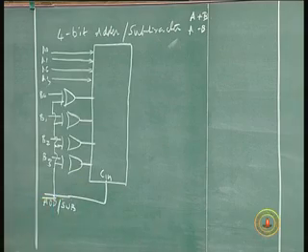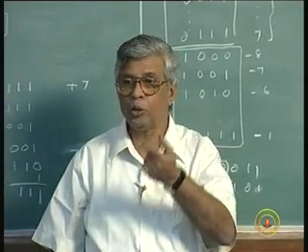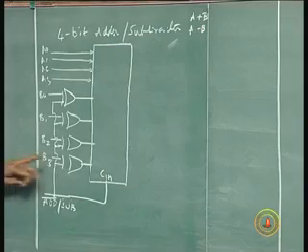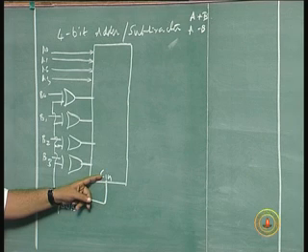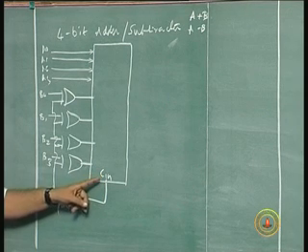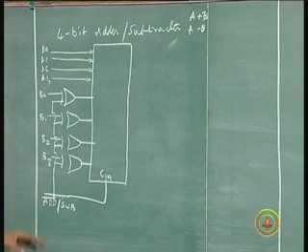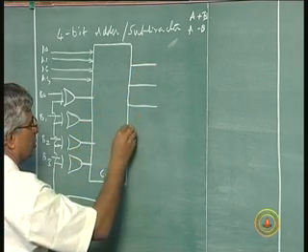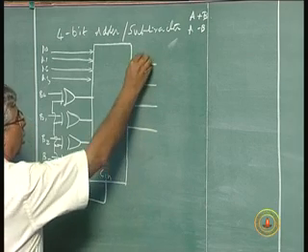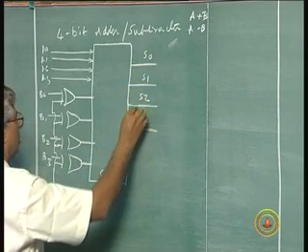For addition, the carry in is 0; for subtraction, the carry in is 1, because with the 2's complement, this can only give you the 1's complement, so I would add one more to the 1's complement to get the 2's complement. So, in order to get the 2's complement I have to add an extra 1, which is given here. Now, the result would be S0, S1, S2, S3.